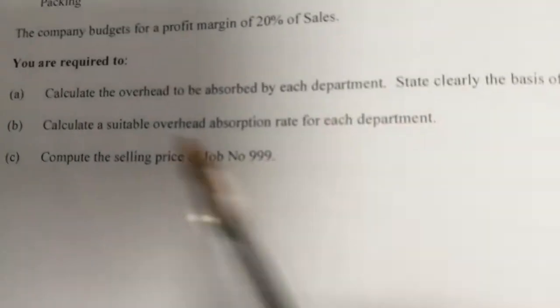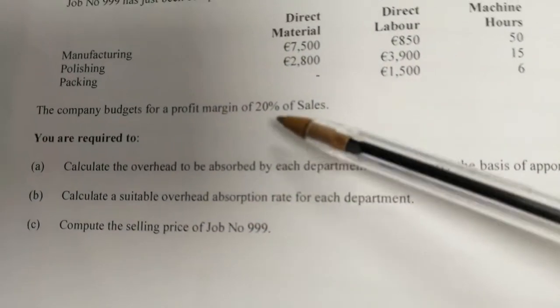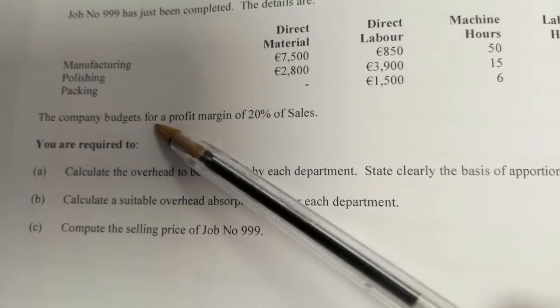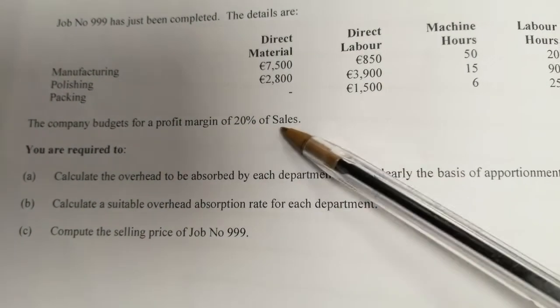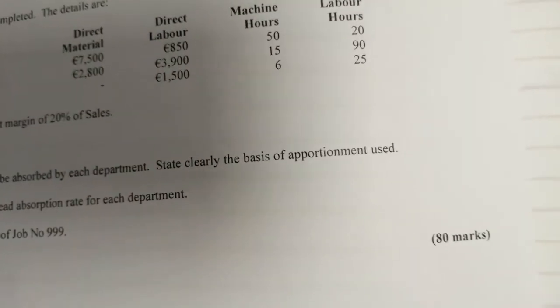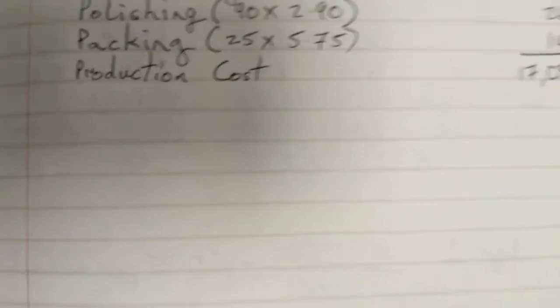However, the question asks us to compute the selling price of the job, not the total cost of it, but the selling price. So we need a bit more information in order to calculate the selling price. And here is the extra information that we need. Underneath it says the company budgets for a profit margin of 20% of sales. That means that your profit is going to be 20% of the price that you charge for the job.